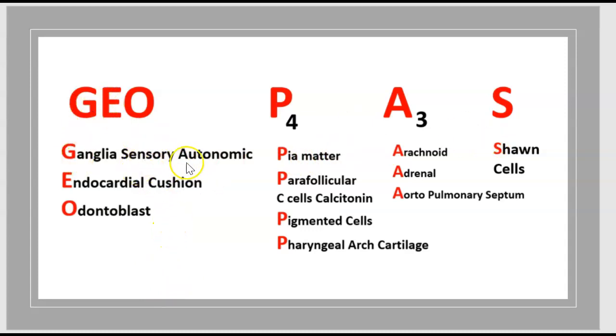G stands for ganglia, sensory and autonomic. E stands for endocardial cushion. O for odontoblast. And P, there are 4 P's. The first P is pia mater. The second P is parafollicular C cells, calcitonin. The third is pigmented cells, melanocyte. And the fourth one is pharyngeal arch cartilage. A is about 3: arachnoid, adrenal, aorticopulmonary septum. Only one S, Schwann cells.